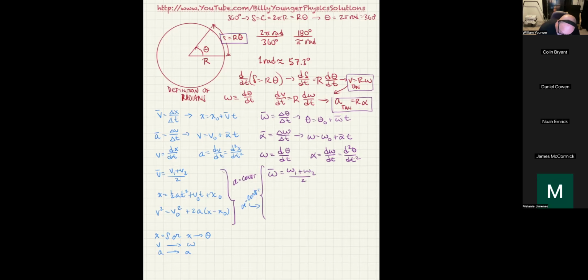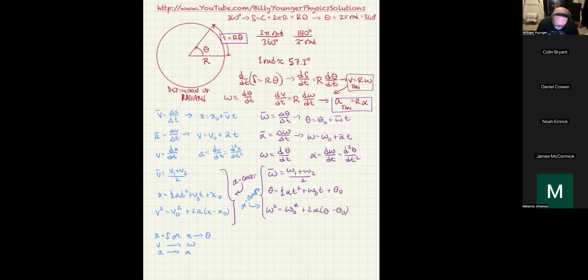And notice I mixed the colors on there for some reason, but I wanted to make sure it was consistent. So I drew the little arrows so y'all know what I was talking about here. Now, the equivalent of x is going to become theta equals 1 half alpha t squared plus omega 0 t plus theta 0, and omega squared is equal to omega 0 squared plus 2 alpha times theta minus theta 0.